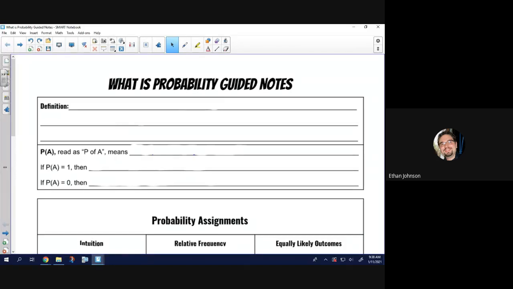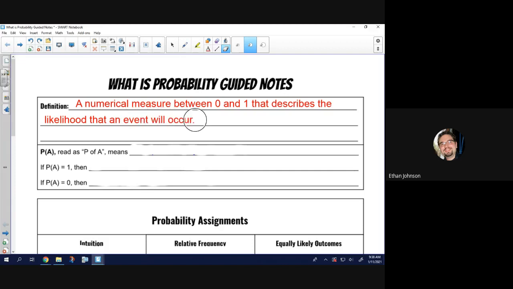So we are talking about what is probability. In order to understand what probability is, we first need to know what the definition is. Probability is a numerical measure between 0 and 1 that describes the likelihood that an event will occur.